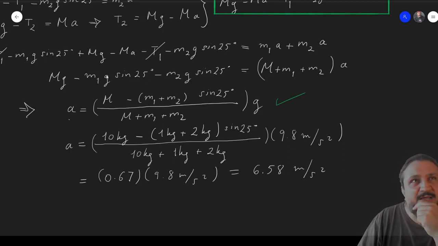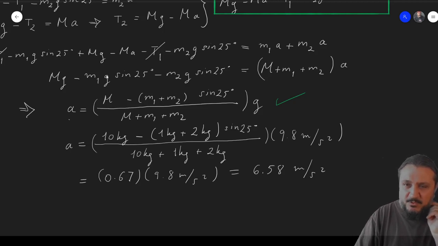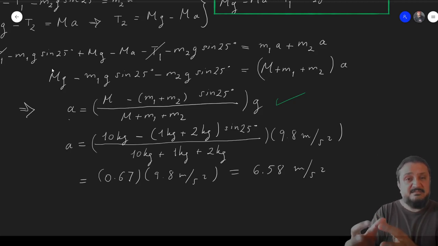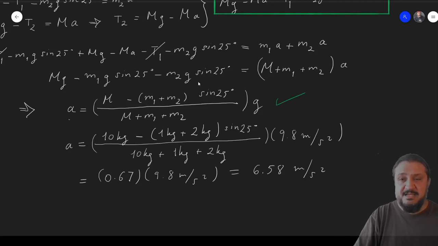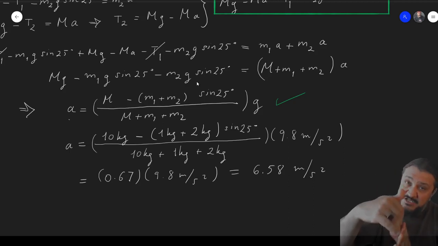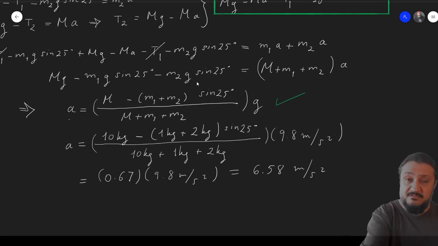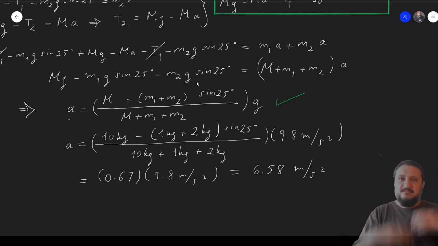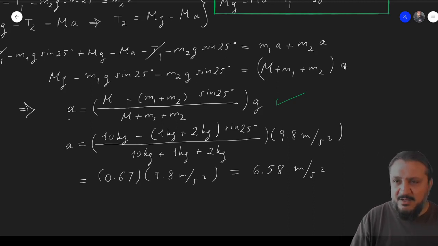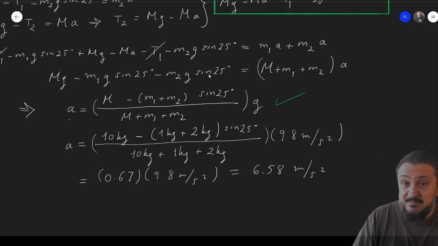Now, think about it. Why is this system moving in the first place? Because Earth is pulling it, right? Now, Earth's pull happens in three ways because we have three masses, and the large mass is pulled directly downward. That's why we have mg there. But the other terms represent Earth's pull, or its projection along the inclined plane, which involves the sine 25 term, okay? So when you get experience with these, you can write this equation directly down, without even bothering with all the free body diagrams. But that requires some experience, but I hope this makes sense, okay?